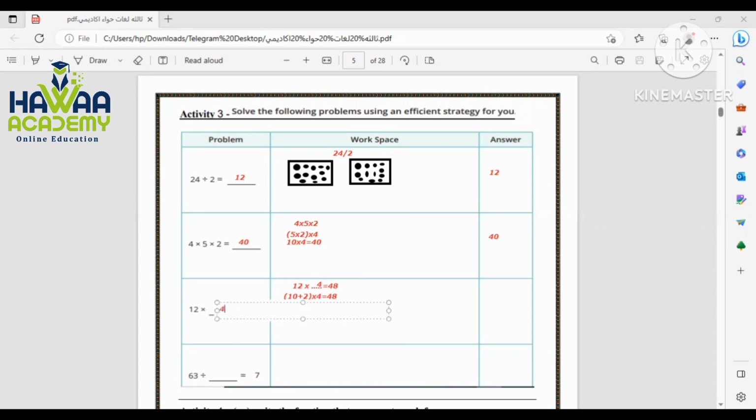It's so easy. Okay, 63 divided by what gives me 7? It will be 9 in the table of 7, right? So 63 divided by what gives me 7? Divided by 9 gives me 7. So the answer will be 7. Okay, this is activity number 3. Let's see the next activity.